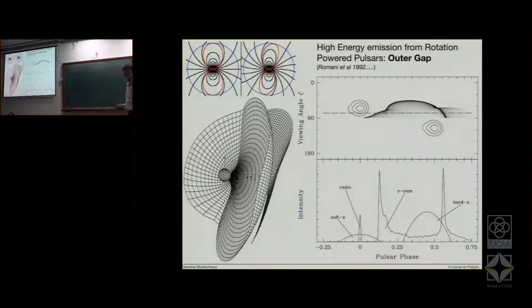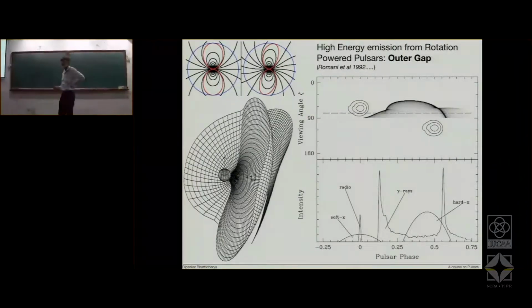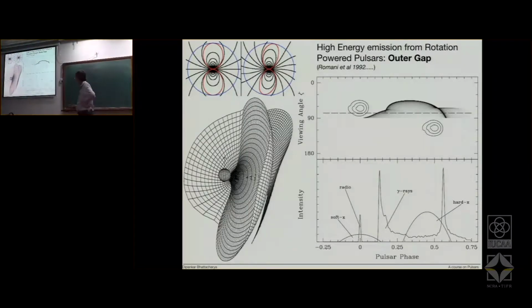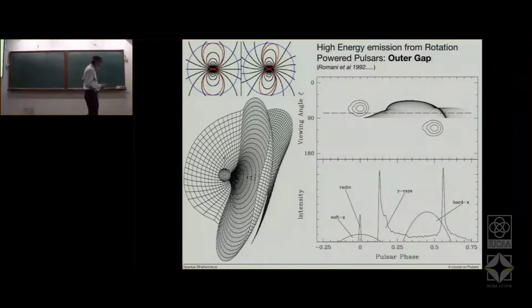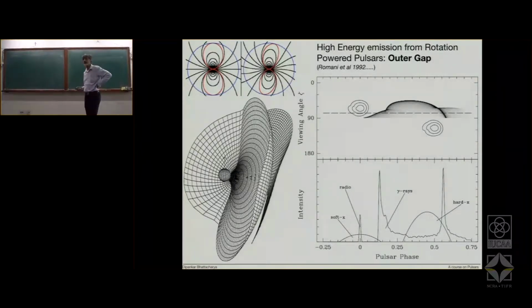How are they getting the hard X-ray and gamma rays separately? Are they just assuming different heights of emission? This is assuming different zones of emission, which I will come to a little later.